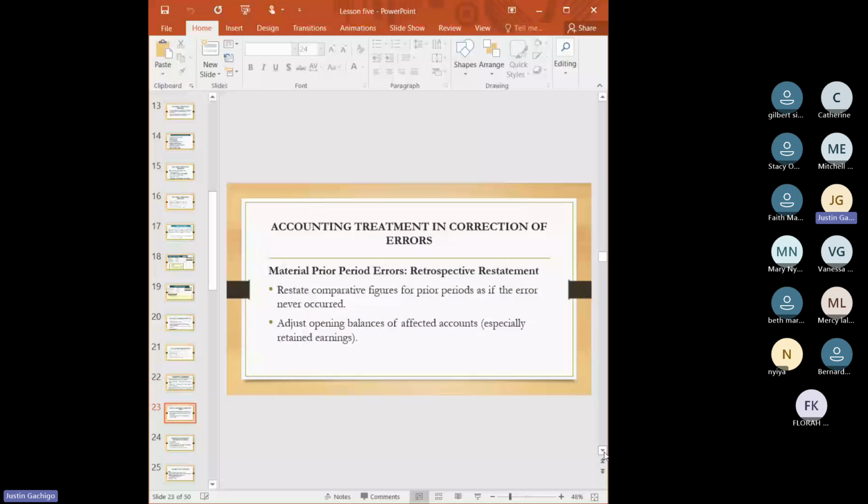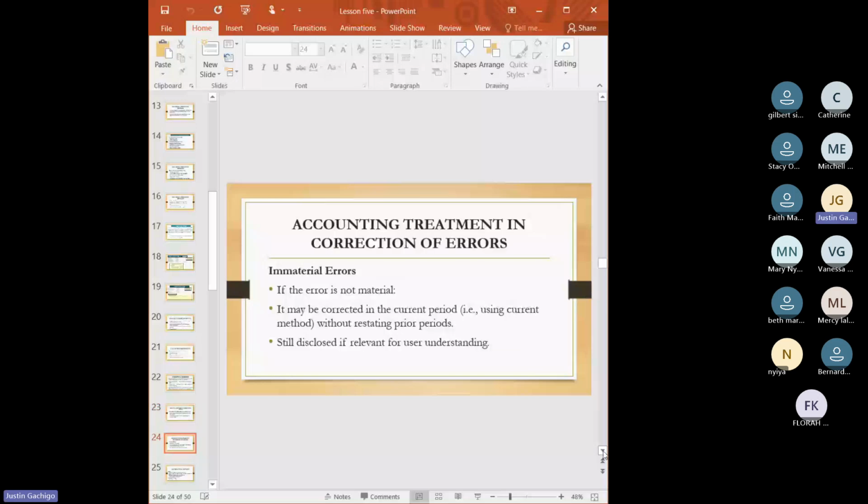Now, how do you correct these errors? If the errors are material, you need to restate the prior financial statements. Now, if it is immaterial, you can correct it in the current period and make the necessary disclosure.